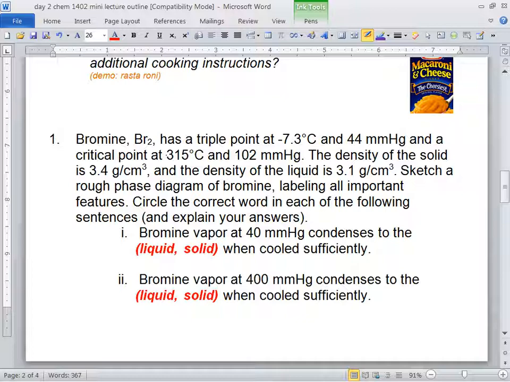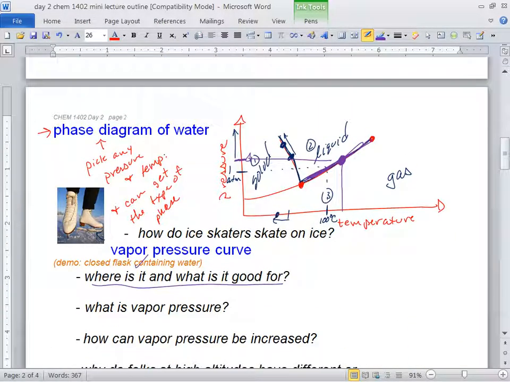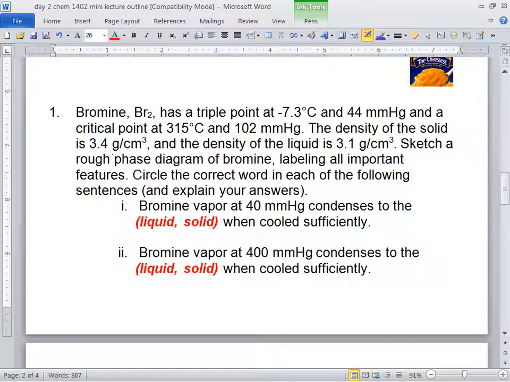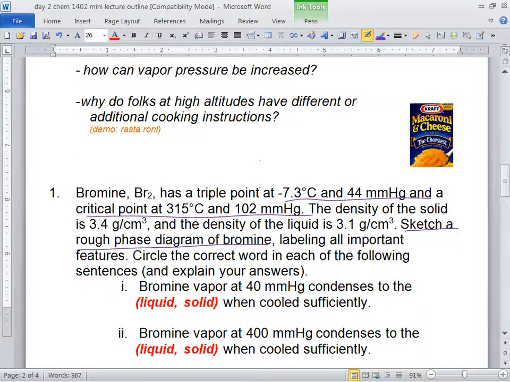Bromine, oh, we didn't talk about the points. Okay, we should talk about the points. Oh, that's okay, we'll answer with this question. Bromine has a triple point at negative 7.3 and 44 millimeters of mercury, and a critical point at 315 and 102. Now, what the heck? They want us to sketch a rough phase diagram of bromine. We're missing some information to do that.